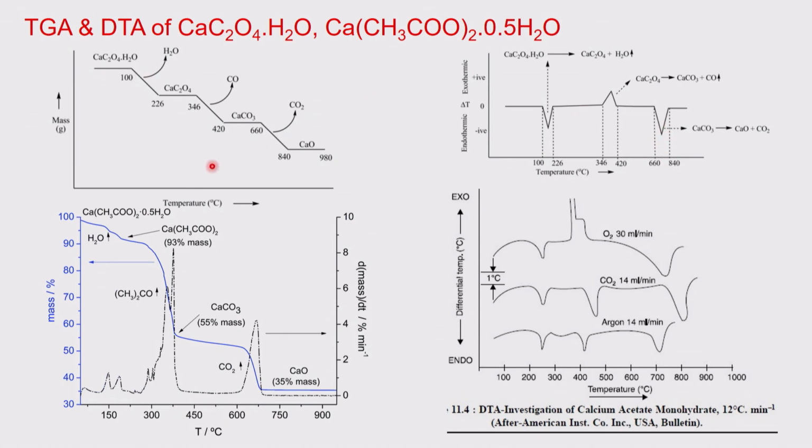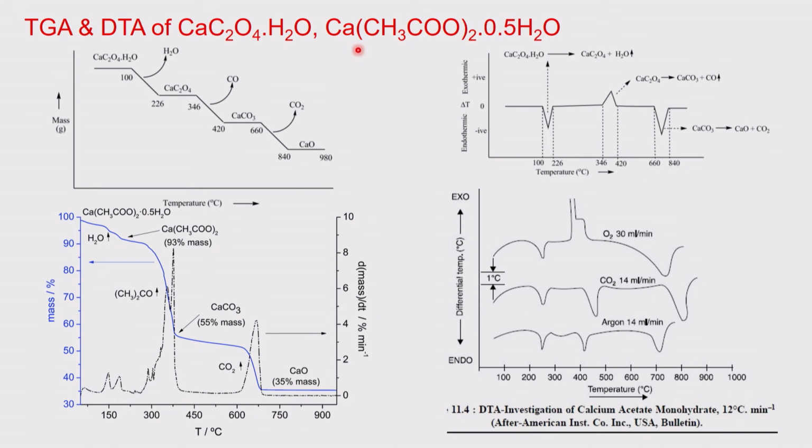So in this particular calcium oxalate, from weight losses you can work out, and from the temperature variations, that is delta T, you can work out the direction, whether it is exothermic or endothermic. Therefore you can make the whole thermal analysis plot for this particular thing.